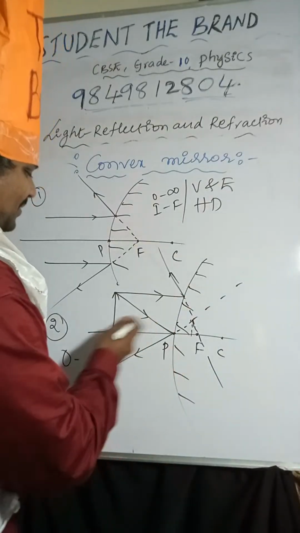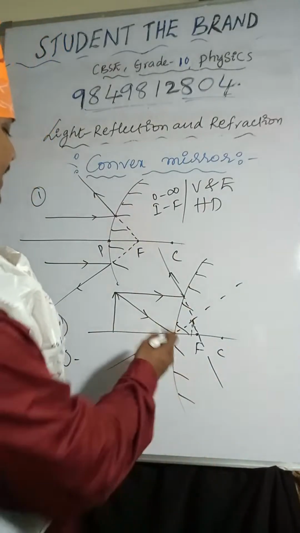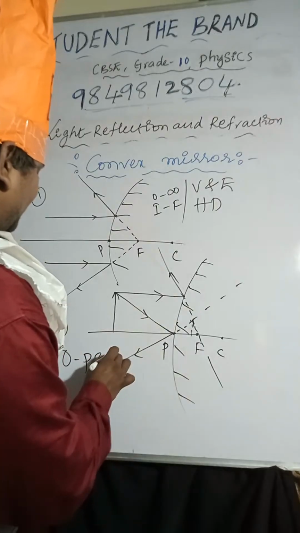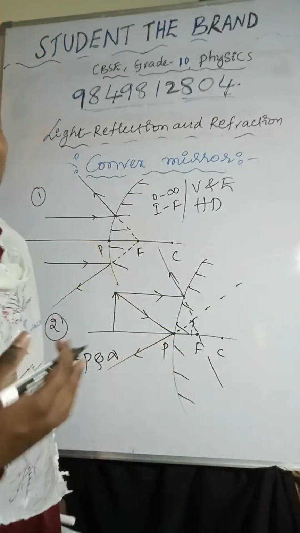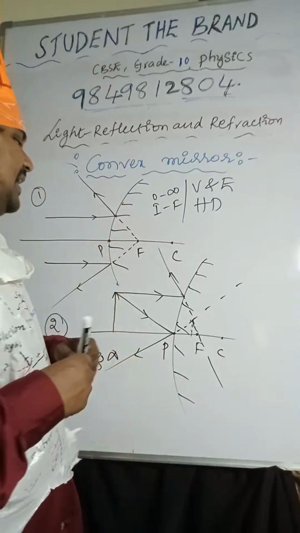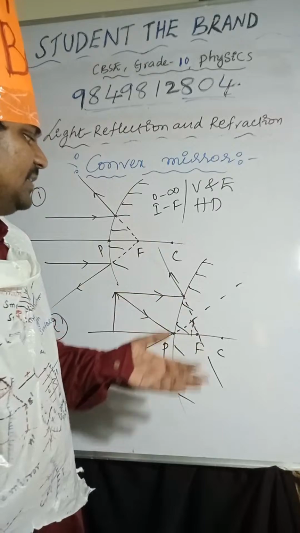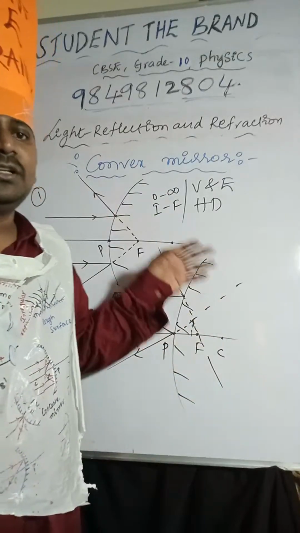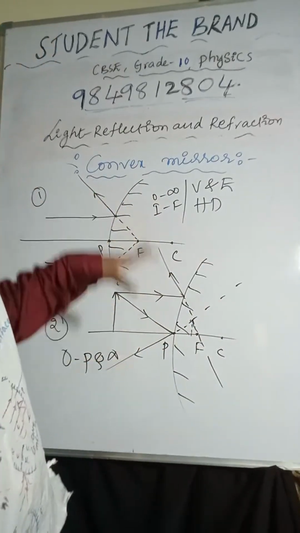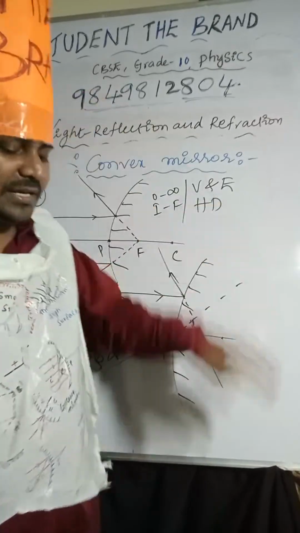Object is placed between P and infinity. Between P and infinity, the nature of the image is virtual, erect and diminished, and the size of the image is diminished. So these are the two image formations of the convex mirror.